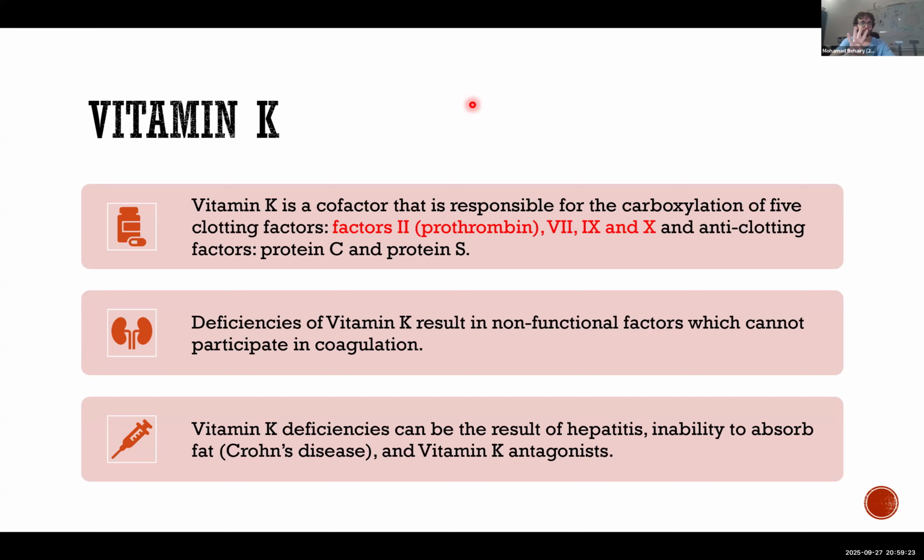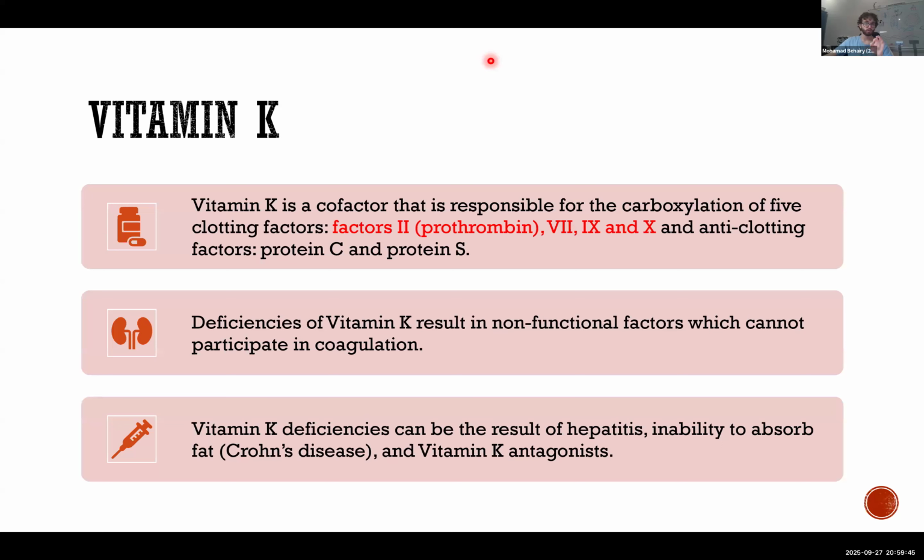Proof. There are 4 factors in the body that need vitamin K to be activated. All the other factors are doing fine. But there are 4 factors in specific that need vitamin K in order for them to be activated. These factors are 2, 7, 9, and 10.